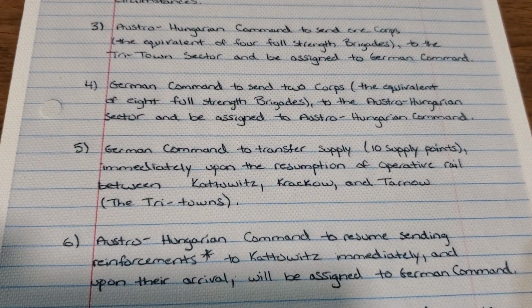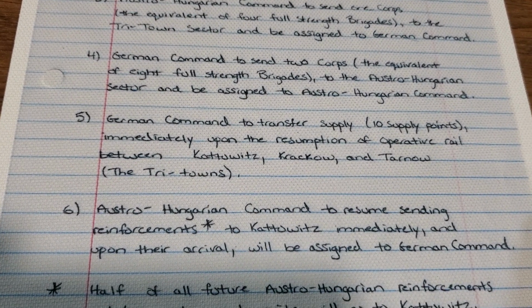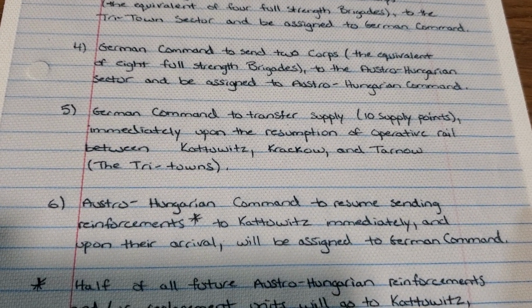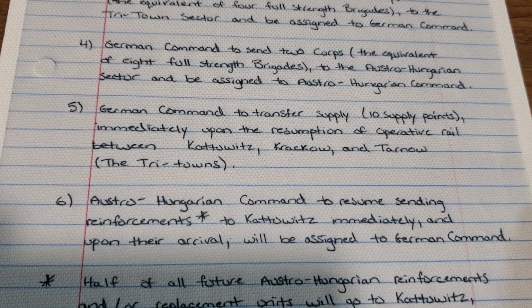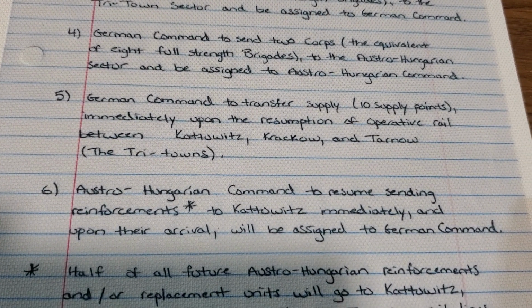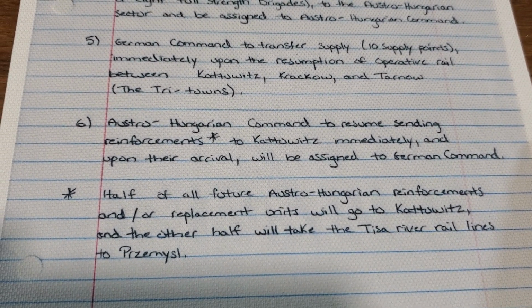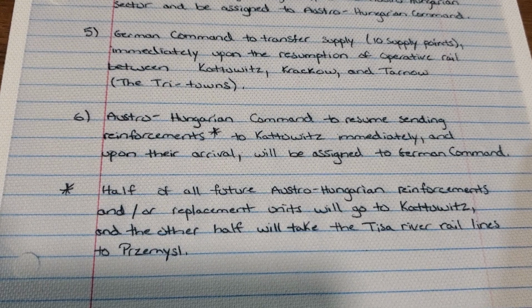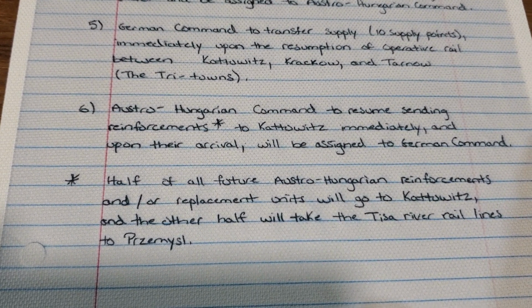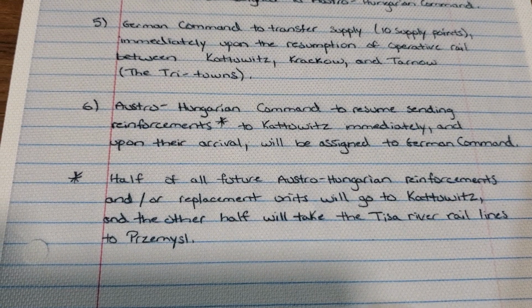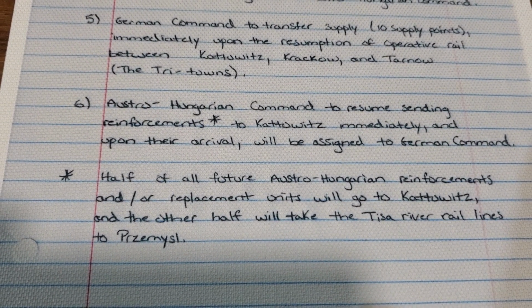Number 6, Austro-Hungarian command to resume sending reinforcements, with a little asterisk there, to Kattowitz immediately, and upon their arrival they will be assigned to German command. I wonder if it is Kattowitz. I should check. Jeepers. And then half of all future Austro-Hungarian reinforcements, this is the asterisk thing, and or replacement units will go to Kattowitz, and the other half will take the Tisa River rail lines to Przemyśl.